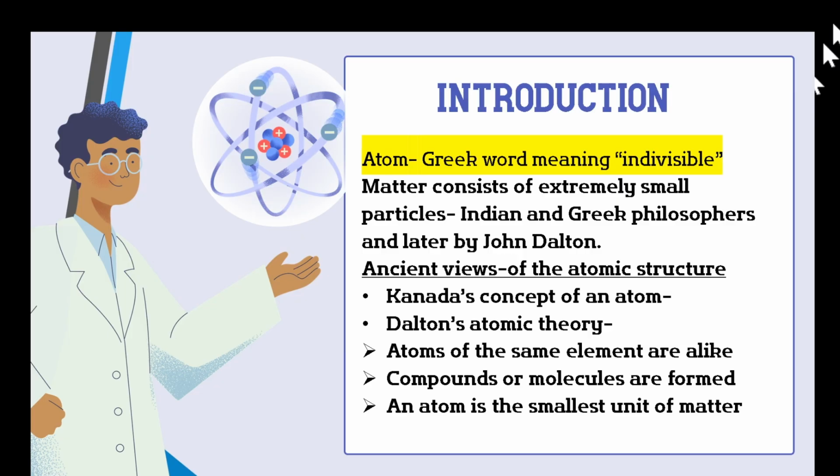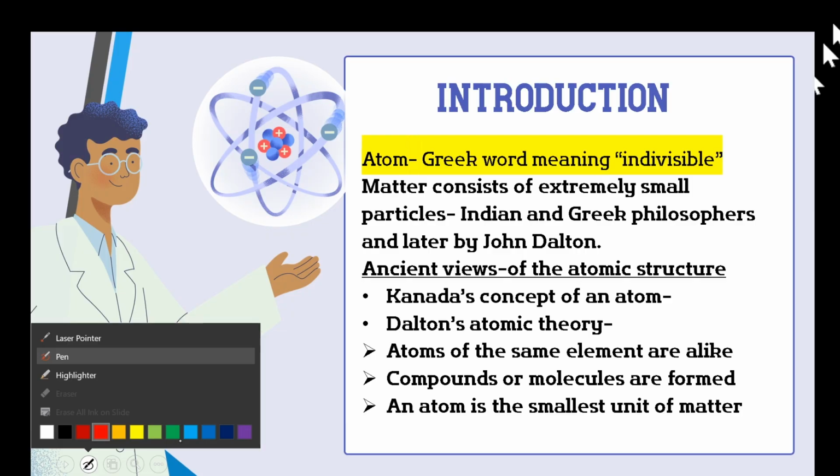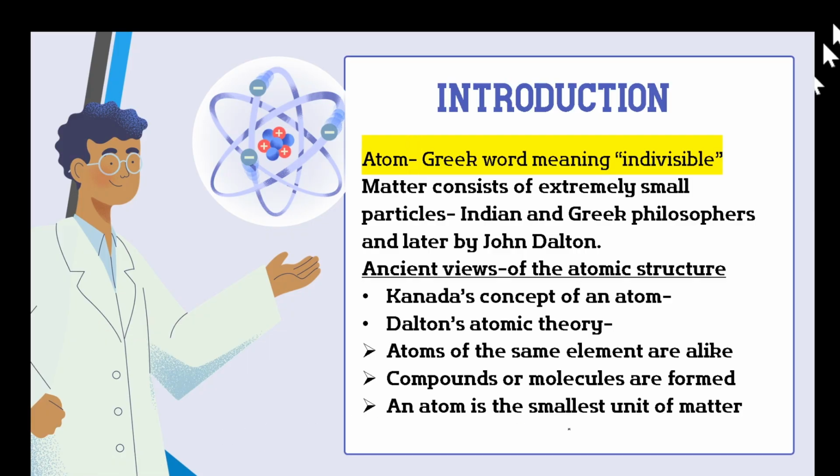Then we have Dalton's atomic theory. The main postulates of atomic theory of Dalton is that atoms of the same element are alike and they will differ from the atoms of other element. Then these atoms combine with other atoms in simple whole number ratio to form the compounds. And an atom is the smallest unit of matter which takes part in a chemical reaction.